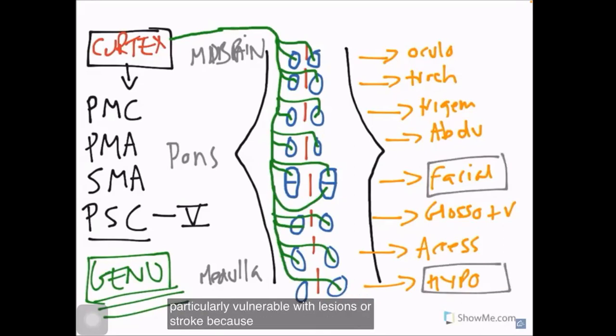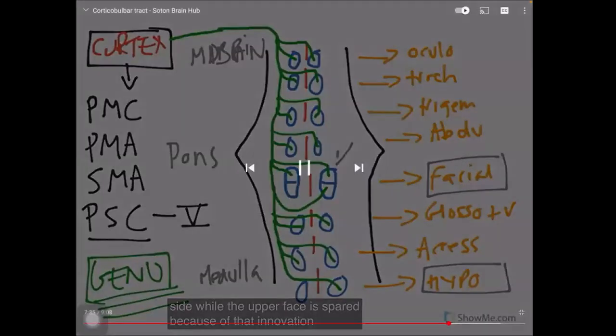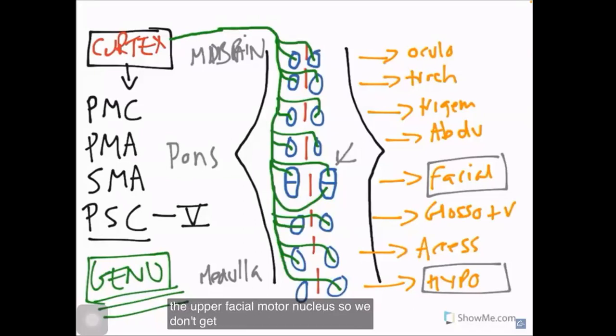These are particularly vulnerable with lesions or stroke because, as you can see, the lower face on the contralateral side will be affected because it only has a contralateral innervation, while with the hypoglossal nerve innervating the tongue, again, we've just got a single nucleus but a contralateral innervation. That means that often symptoms from classic stroke can be seen as a sagging of the lower face on the contralateral side, while the upper face is spared because of that innervation up here to the upper facial motor nucleus. So we don't get symptoms around the eyes or above the level of the cheek.